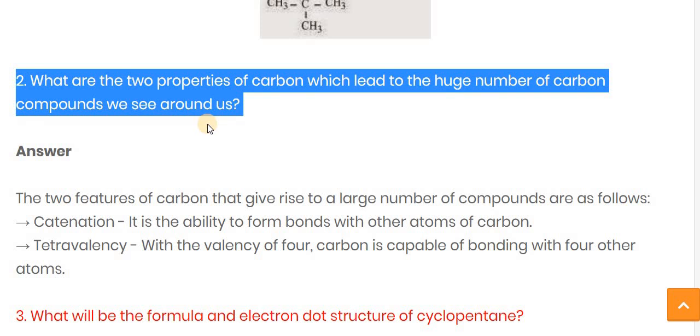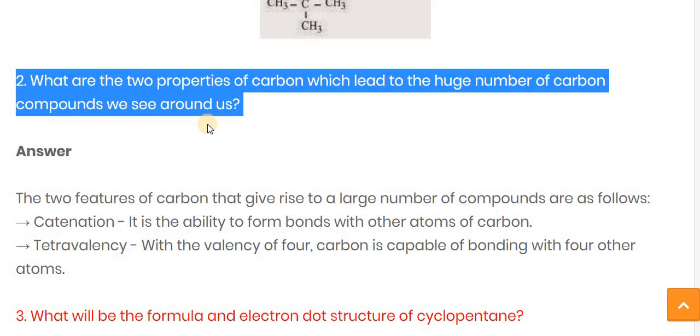I told you that this is an important question because many times it is asked. It was asked in previous exams, and there is a possibility it will also be asked in the final exam. So there are mainly two properties of carbon which lead to the making of a huge number of carbon compounds. The first one is catenation, and the second one is tetravalency. Catenation means a carbon can easily make bonds with other carbon atoms. That kind of property is known as the catenation property.